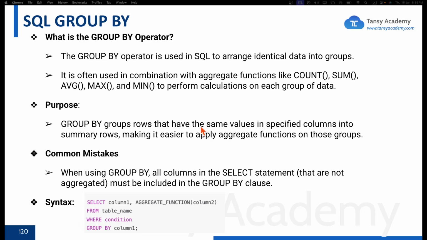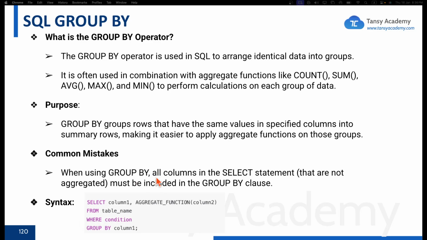Purpose: group by groups rows that have the same values, and once you have the groups, then on the group you will use the aggregate functions to say, okay, how many employees are there in a given department, what is the sum of salary for a given department, or what is the average salary of a department, things like that. Group by groups rows that have the same values in specified columns into summary rows. Summary is like you are trying to summarize. Let's say you have 20 students in a class. If you want to summarize, you say I have a count of 20. That's the summary, right?